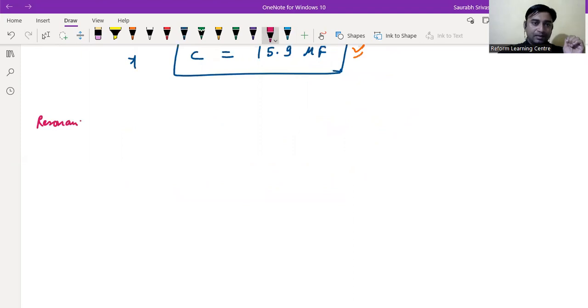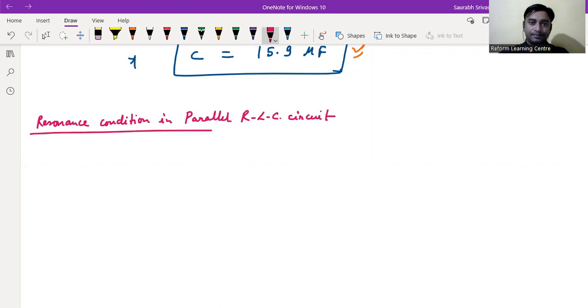कौन सा वाला सर? Parallel one. पैरेलल वाला Resonance- ज्यादा नहीं आता. मोस्टली सीरीज में ही कंटेंट खत्म हो जाता है, लेकिन हम लोग कर लेते हैं. रेजोनेंस कंडीशन इन पैरेलल RLC circuit. Resonance condition in parallel RLC circuit.